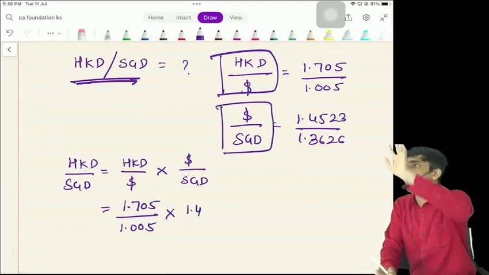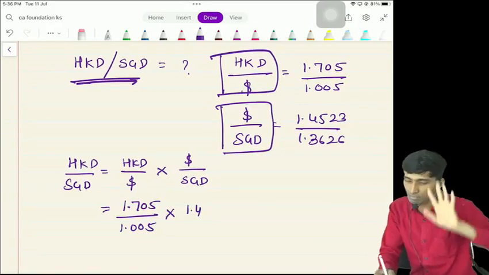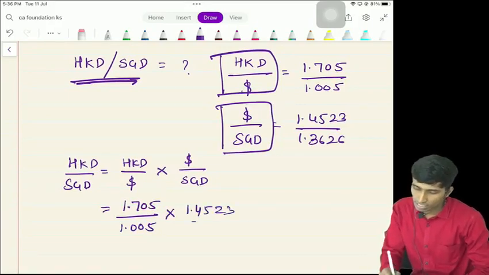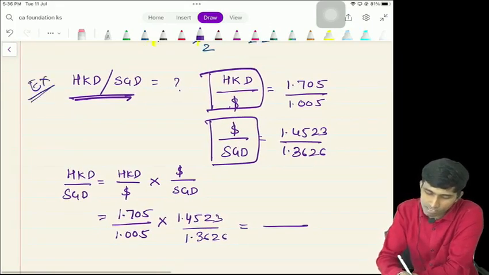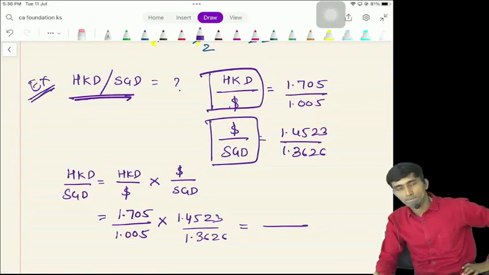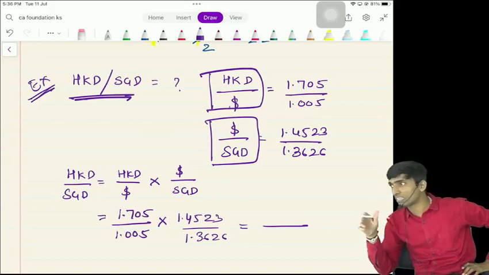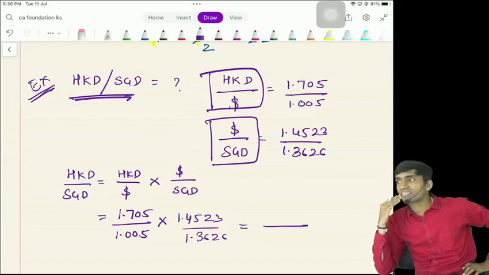If it is not available, what will you take? Inverse. Simple, na? 4523 upon 1.3626. Multiply the numerator with the numerator and the denominator with the denominator. Write this example. Just for practice, currencies are not quoted like this. Just for practice I am giving.